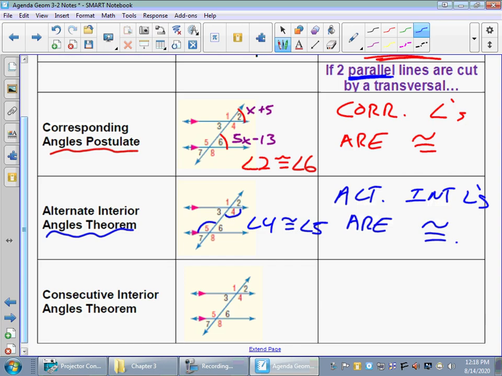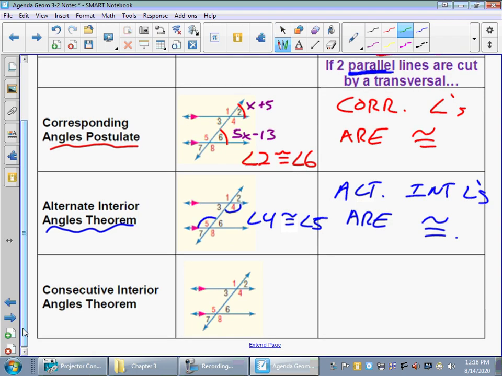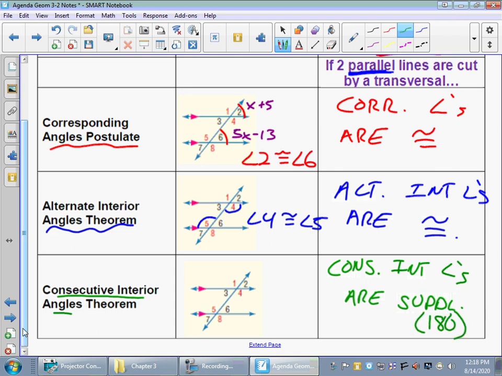The next one's the only one that's different. So far, you're noticing a pattern: they're all congruent. This relationship tells us that if two parallel lines are cut by a transversal, then consecutive interior angles are supplementary. What does that mean? Again, that means they add to 180.